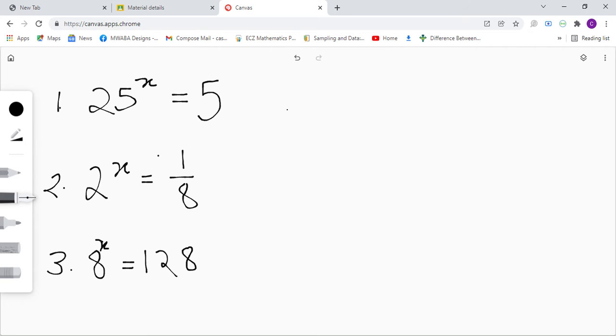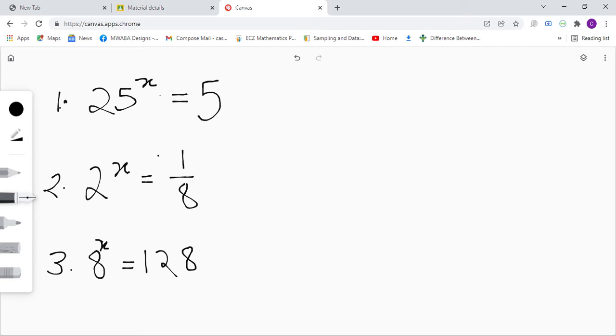Okay, welcome to video 3 on indices. We have questions like these 3 questions here. In each of them, we have to find the value of x. All right, so we're going to start with question 1: 25 to the power x equals 5. So what is the value of x?